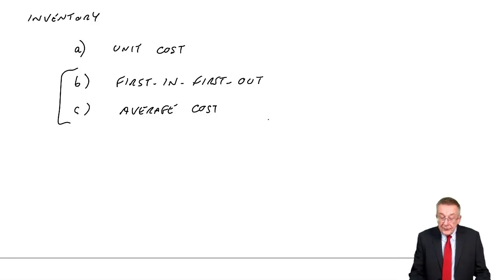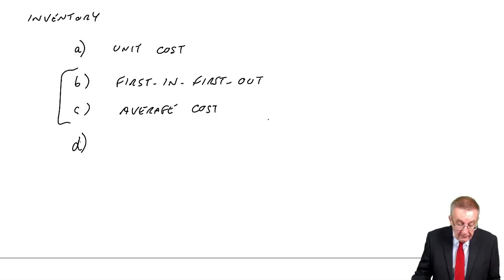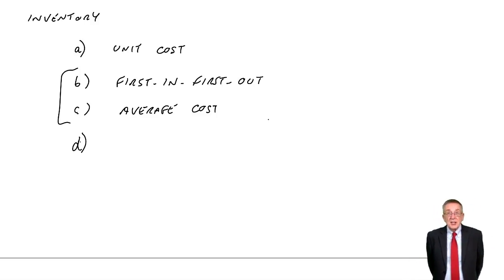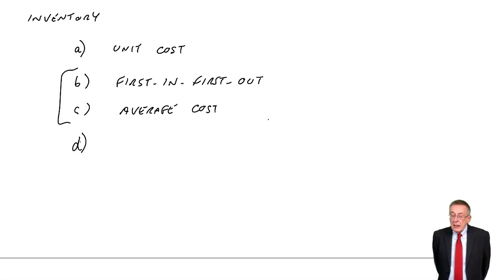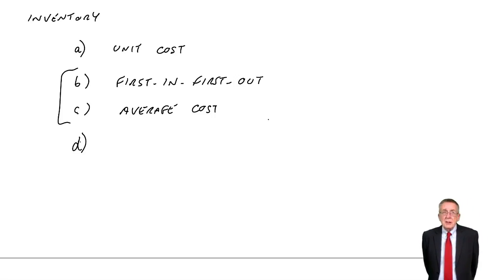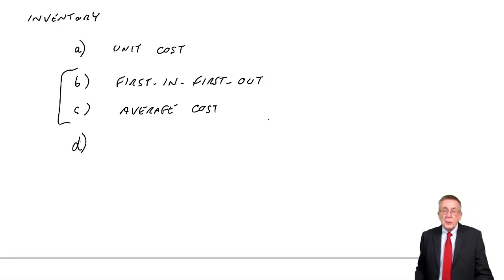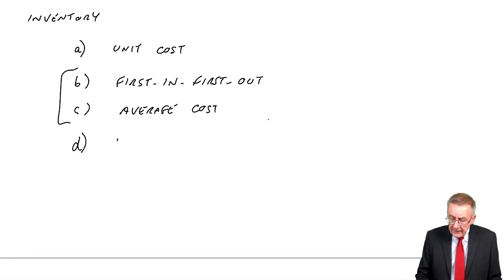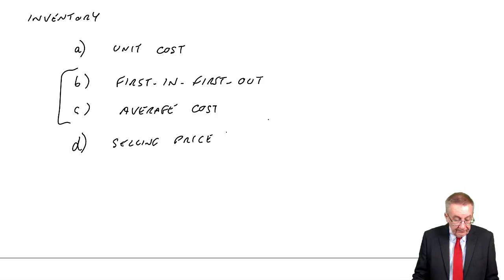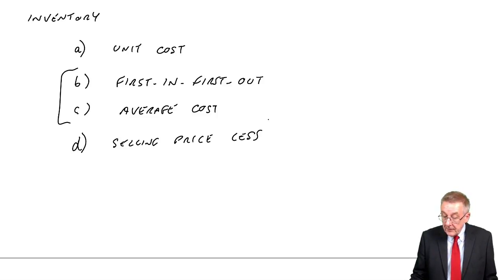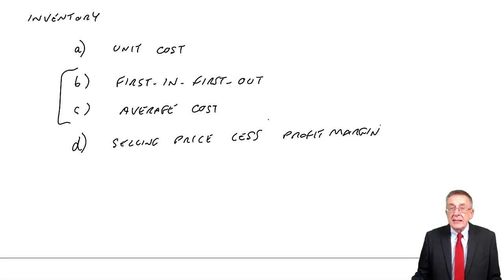Now, before I do, the fourth way, the accounting standard doesn't actually like. But they do say, if the first 3 ways are just not possible for various reasons, then you can do it the fourth way. But again, they don't like it. Selling price less estimated profit margin. Now, you won't be asked workings on this. I'll tell you what it means.